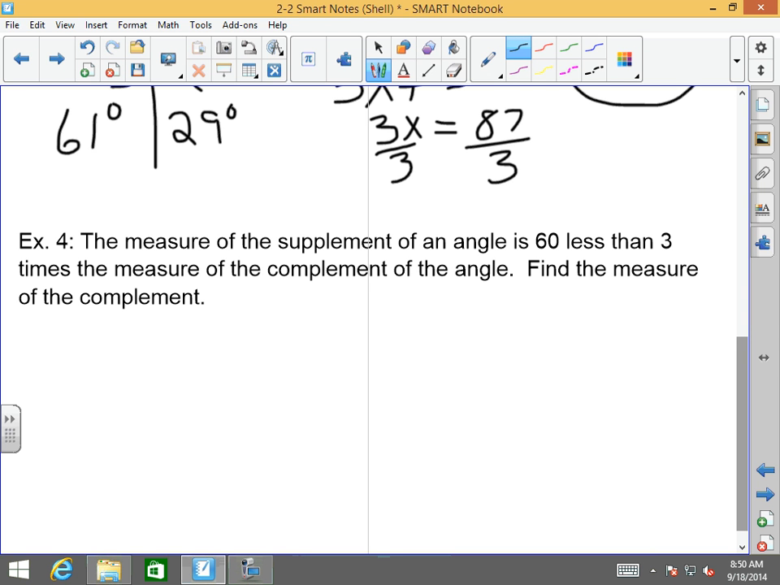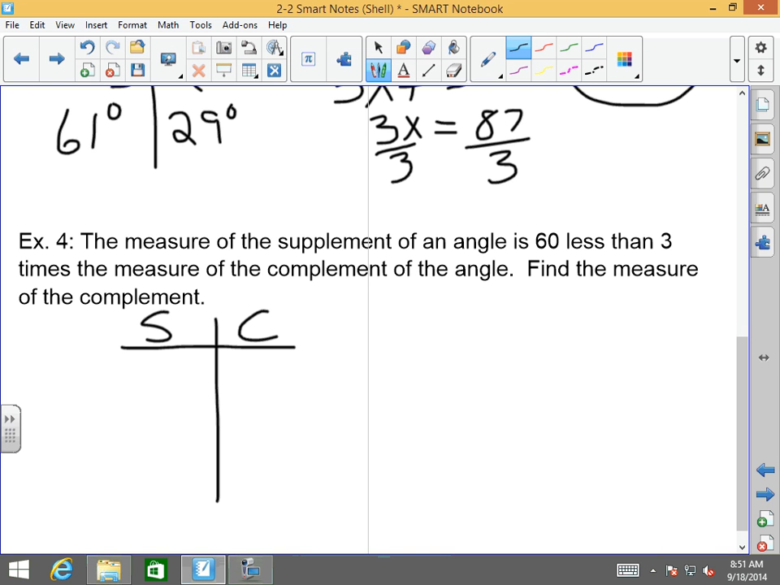Okay? What did we say yesterday? When I say the word supplement of an angle, what little expression should come to mind? Supplement, 180 minus x. What little expression comes to mind when I say the complement of an angle? Yes, sir. Very good. Now, let's think about this, okay? The measure of the supplement of an angle is 60 less than 3 times the measure of the complement of the angle. So let's make another table, guys. The supplement and the complement.